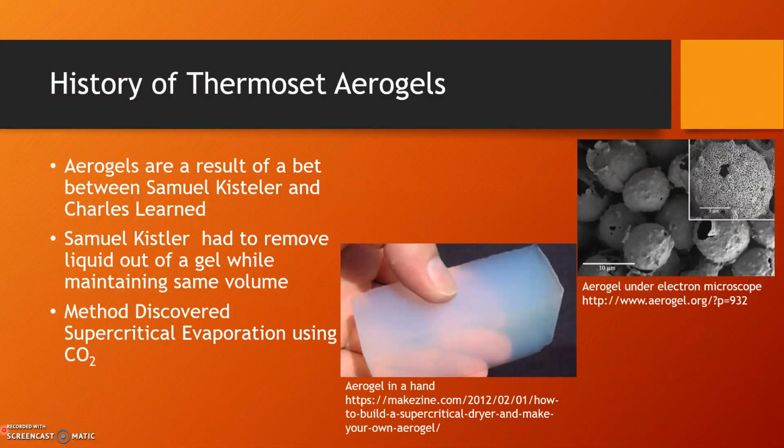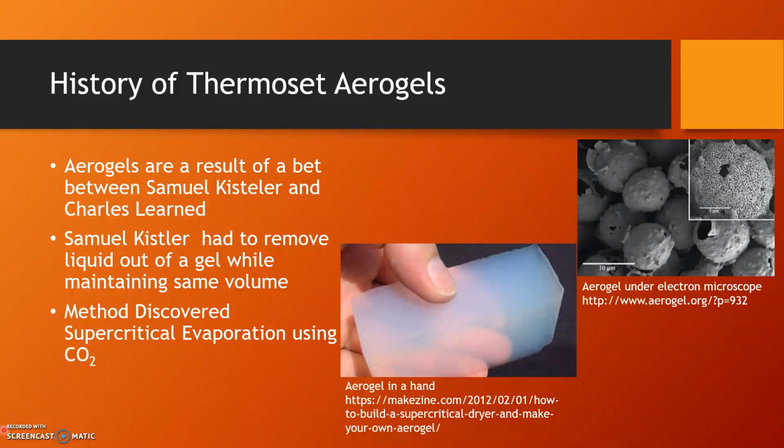The history of thermoset aerogels. Aerogels were first made because of a bet between Samuel Kistler and Charles Learn. Kistler was challenged by Learn to evacuate the liquid out of a gel while still having the gel keep its volume. The method he decided to use was supercritical evaporation using CO2.